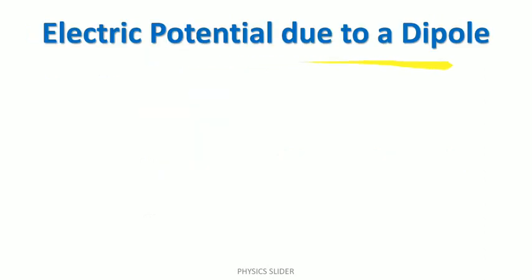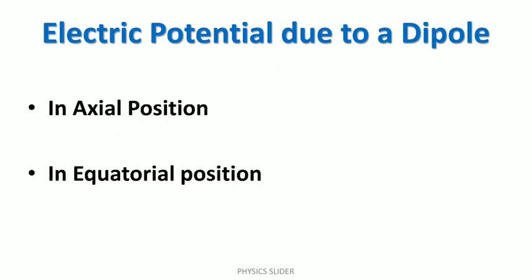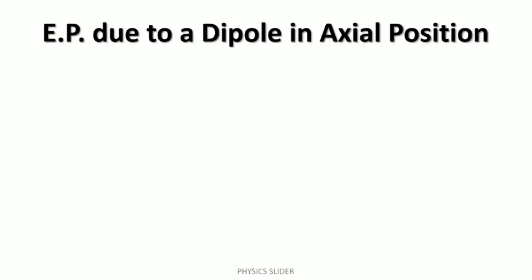Now let's move on to the electric potential due to a dipole. We have discussed the dipole in the previous chapter, and we have calculated the electric field due to a dipole in axial and equatorial position. In the same way, we will calculate the electric potential due to a dipole in axial position and in equatorial position. So let's calculate the electric potential due to a dipole in axial position.